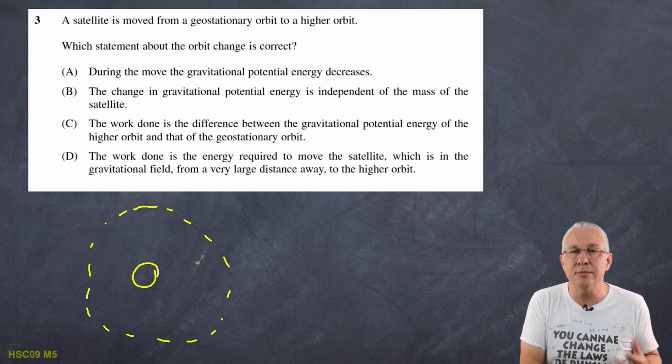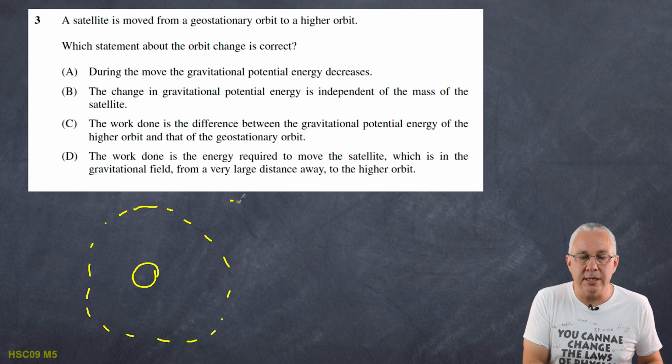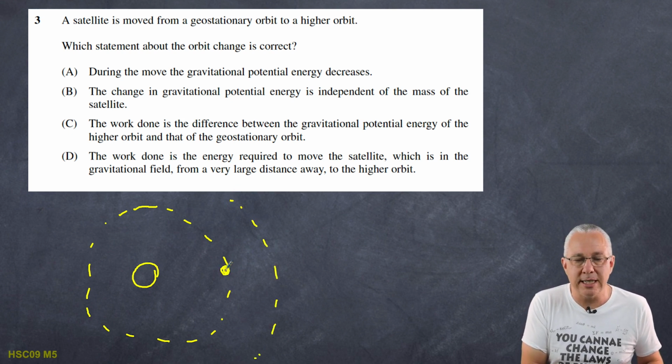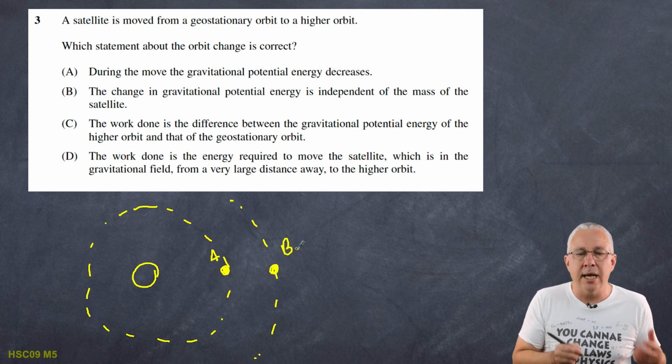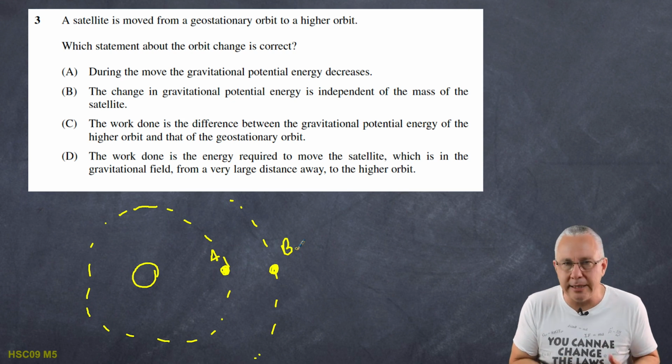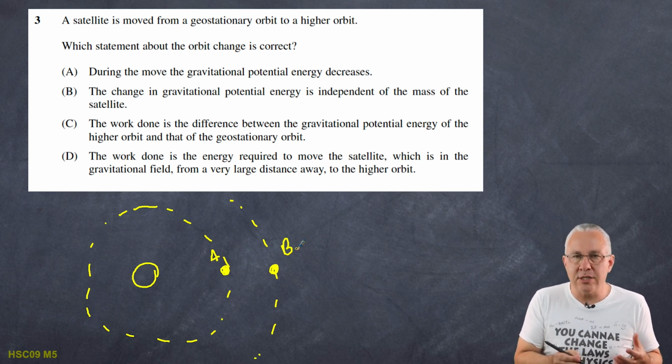Now, what is happening here? It's moving to a higher orbit, and so it's now moving further away, and I'll just draw to there. And so here's my satellite in position A, and there's my satellite in position B, and we're asked, well, how does it get there? Well, let's go through it.